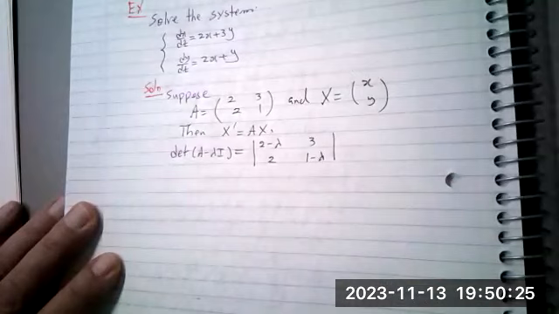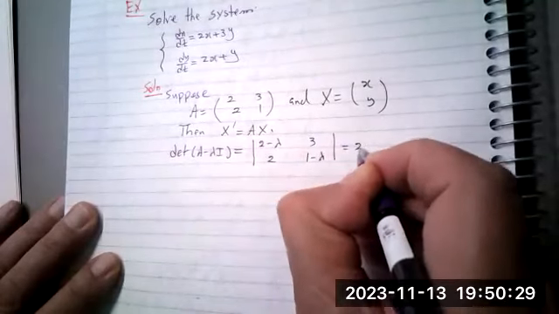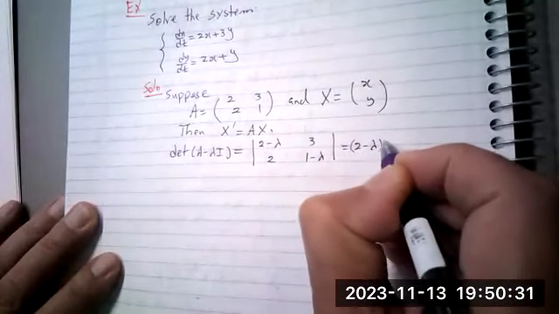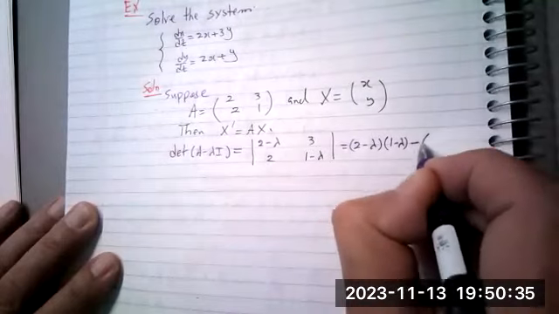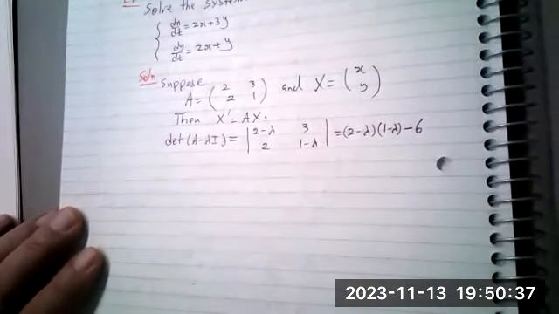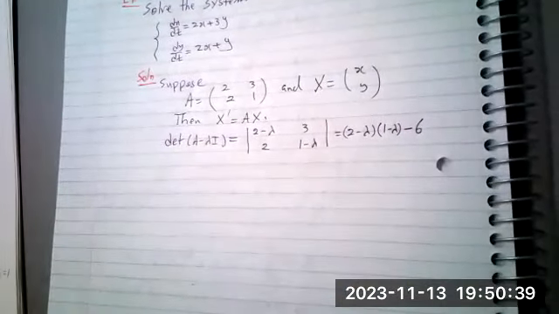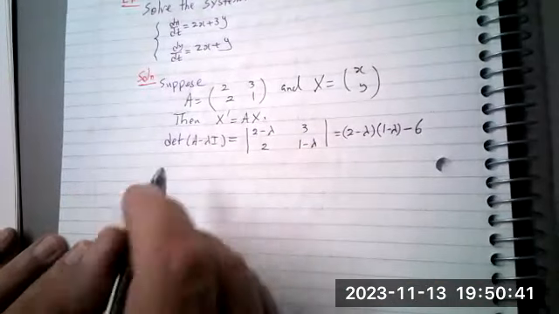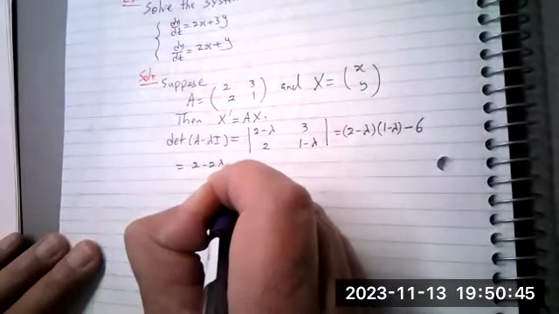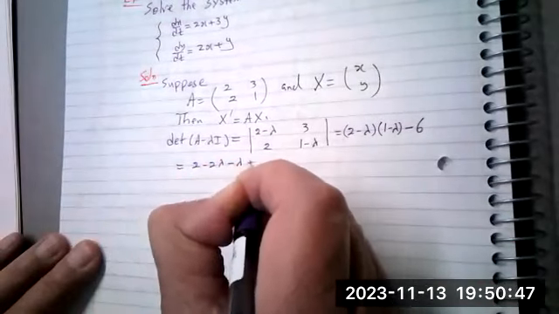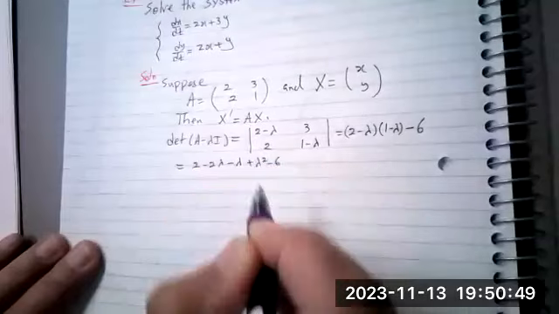Cross multiply. So it's going to be 2 minus lambda times 1 minus lambda, minus 2 times 3, 6. That's the determinant of this matrix. Continue. Okay, that's going to be 2 minus 2 lambda minus lambda plus lambda squared minus 6.